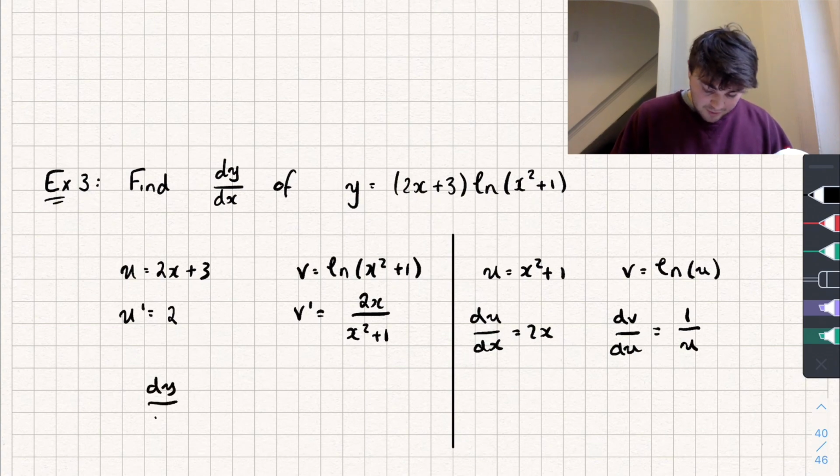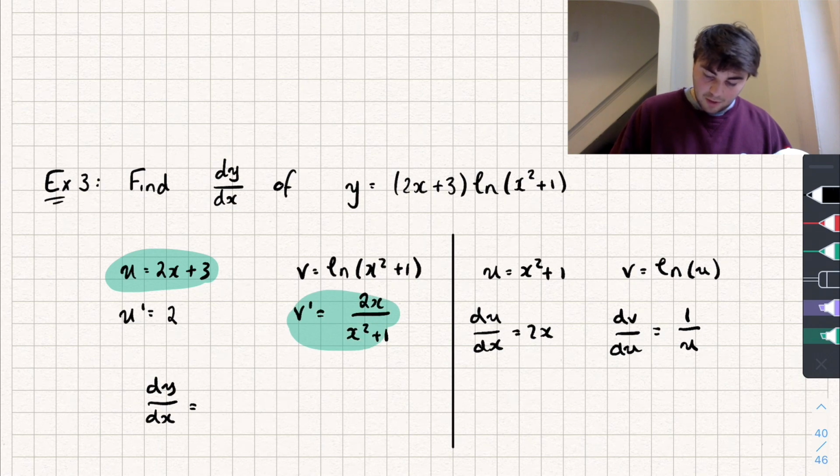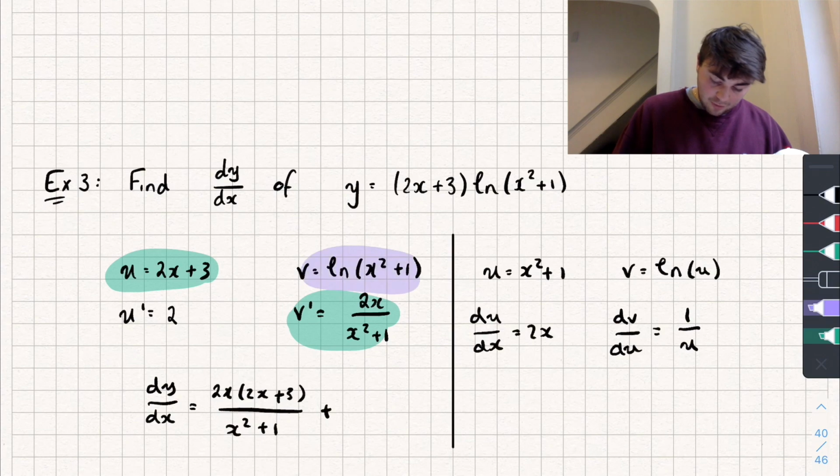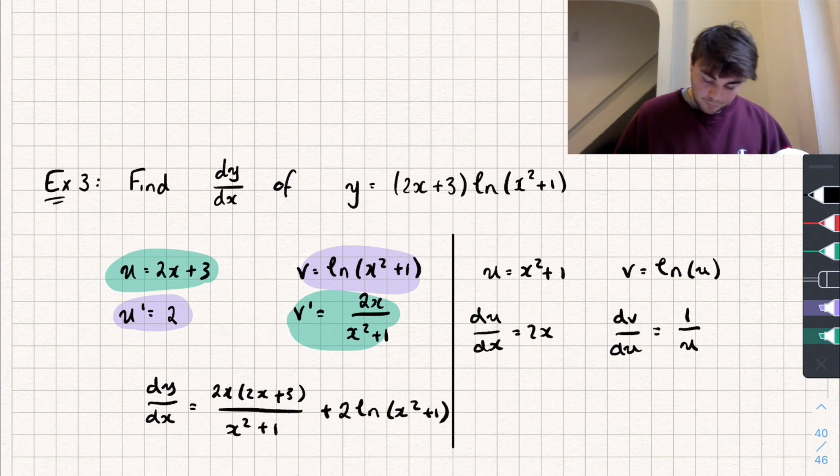So now we've got our derivatives, we can find dy by dx by doing, as always, u multiplied by the derivative of v, and if we do that we would get 2x multiplied by 2x plus 3, all divided by x squared plus 1, and then we just have to add on to that the function v multiplied by the derivative of u, so plus 2 times the natural log of x squared plus 1.